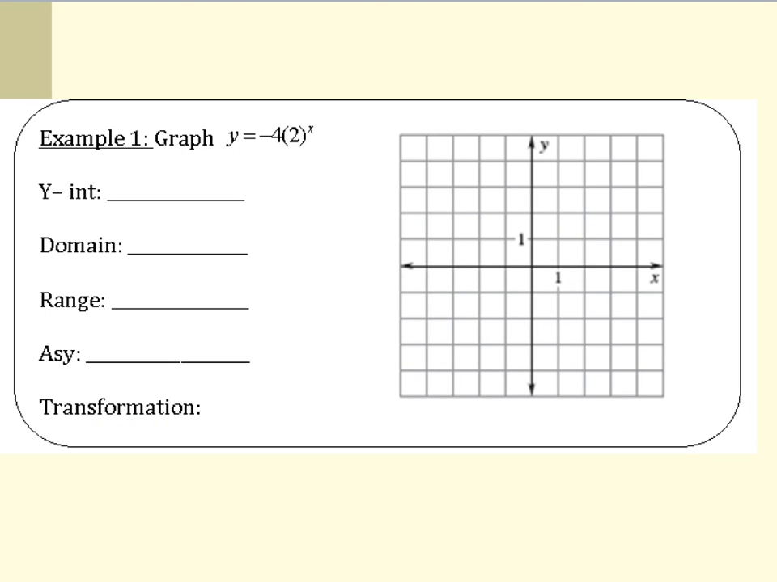Okay, for this example, we're going to graph y equals -4 times 2 to the x power. So our general form again is y equals a times b to the x power. Now this a value is -4. It's negative. And what that negative does is it flips your equation over the x-axis. So we know that a is going to be our y-intercept. So a is 0, -4. So 0, -4 would be way down here on my graph. And that's going to be my y-intercept.